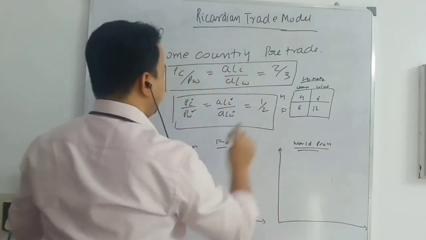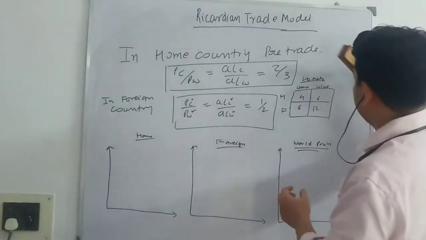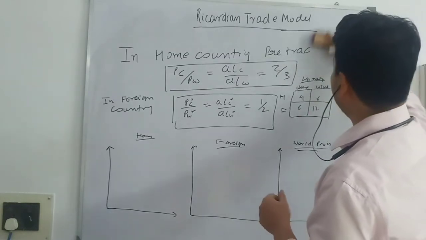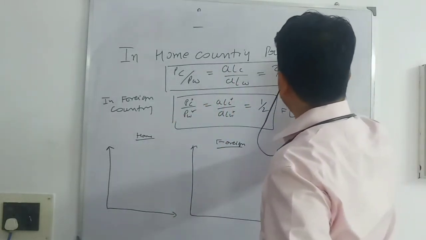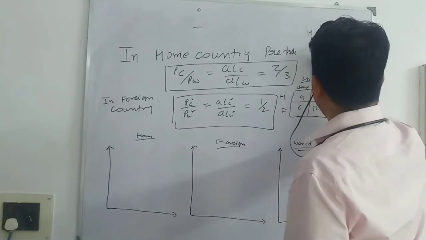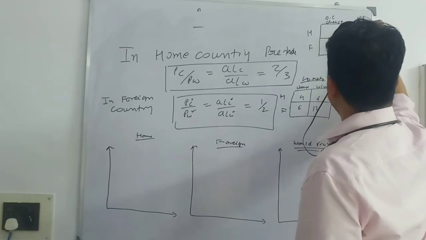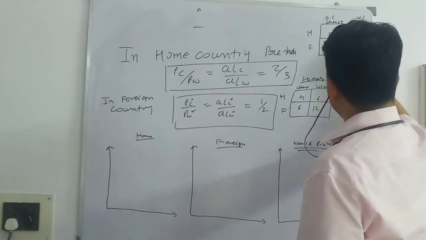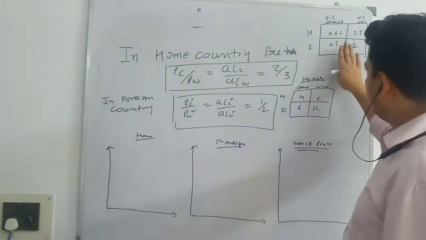Before I do that, let's look at the opportunity cost table. Where should I draw it? Let me put it here. You people already have it. Look at it, no need to write it again. You have home, foreign, opportunity cost of cheese, opportunity cost of wine. This will be 0.66, this will be 1.5, this will be 0.5, this will be 2. So keep this in mind.